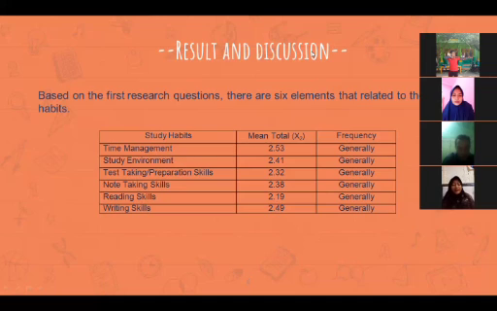On the other side, their friends rarely left them alone to study. They rarely used the chance to study between classes.